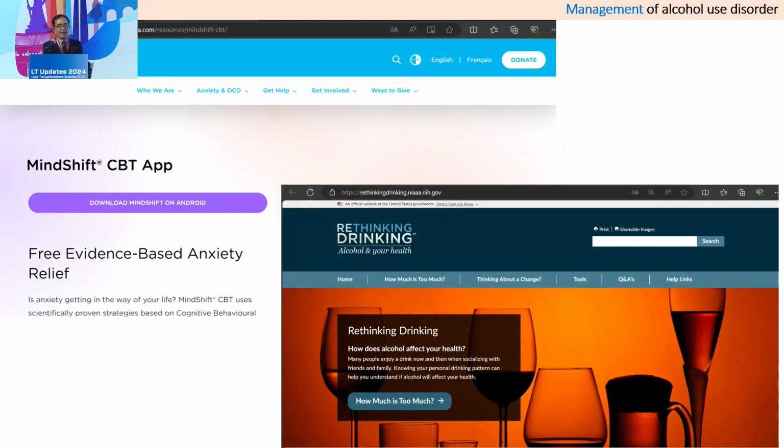There are apps like MindShift CBT for managing anxiety and Rethinking Drinking for assessing alcohol use, which can complement CBT or MET strategies in alcohol cessation.